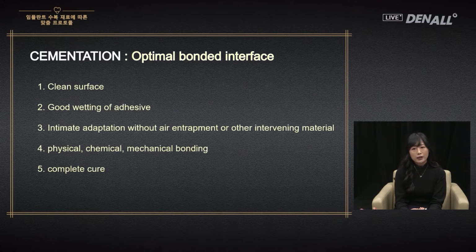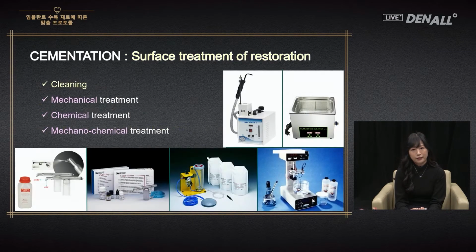To get good cementation, the following 5 factors need to be satisfied. I'm going to talk about ways to achieve this. Surface treatment of implant restoration is very important, and the inner surface can be cleaned using a steam cleaner or ultrasonic cleaner. Surface treatment can be done using mechanical methods such as sandblasting and chemical ways like tin coating, or you can do both.